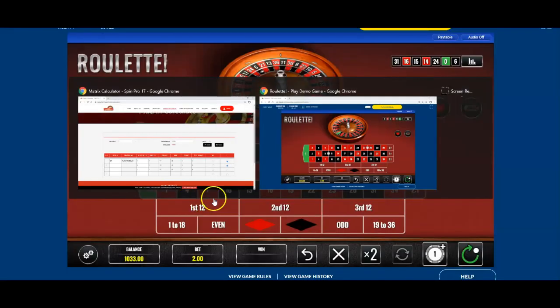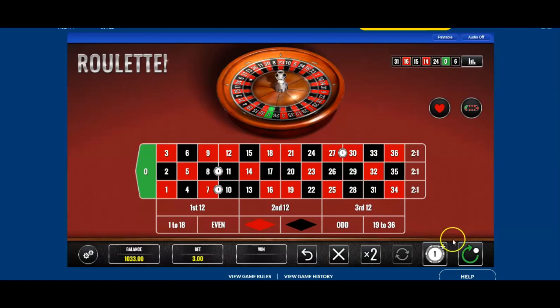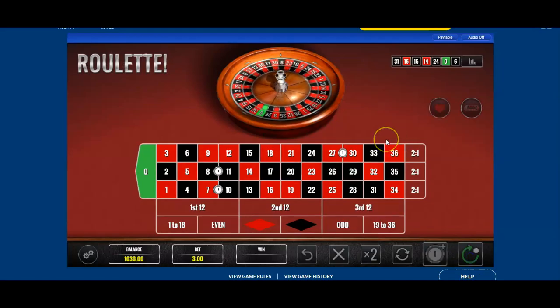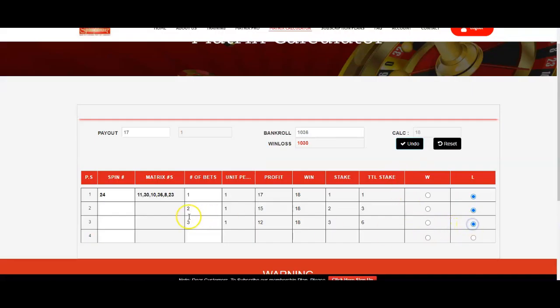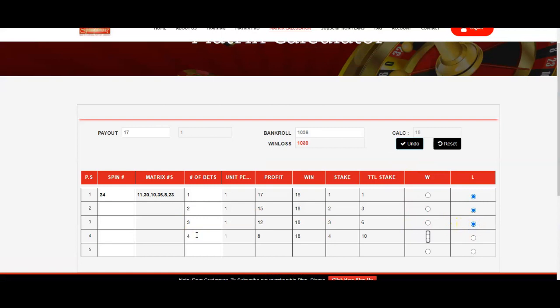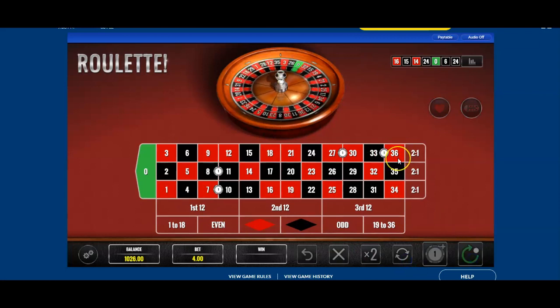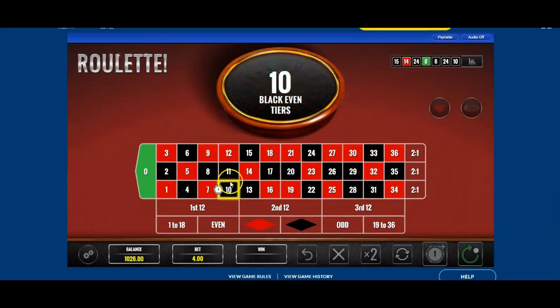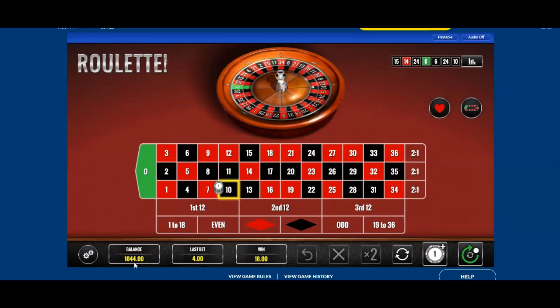Okay, so next number is 10. Okay, so now we have 3 units. Alright, so 24 came down. And we're at 4 units. So next number is 36. We'll place it on 36. And there you have it, 10. And we haven't even touched our bankroll. We're almost at our target already using just 2 simple strategies.